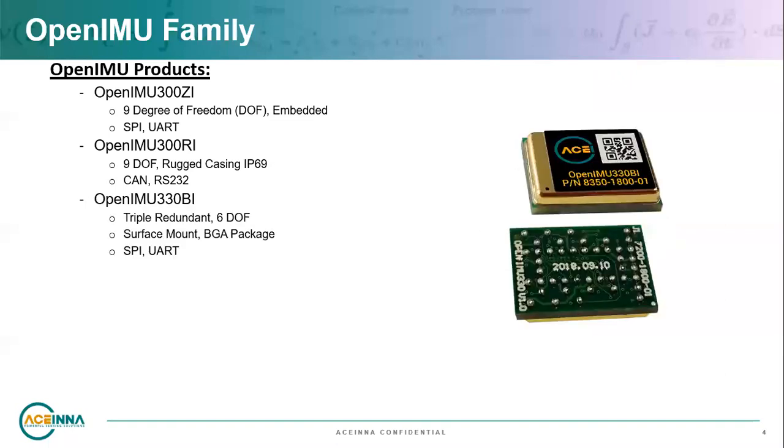The third product we have is OpenIMU330BI. This is triple redundant with 6 DOF. That means it has a 3-axis accelerometer and 3-axis gyroscope. This is surface mount with the BGA, which is a ball grid array packaging, and it has SPI and UART as interfaces.